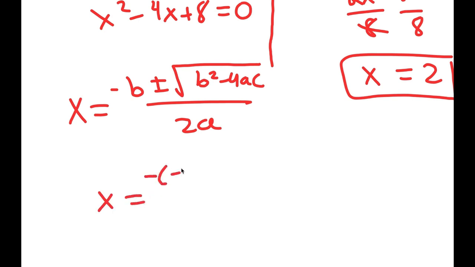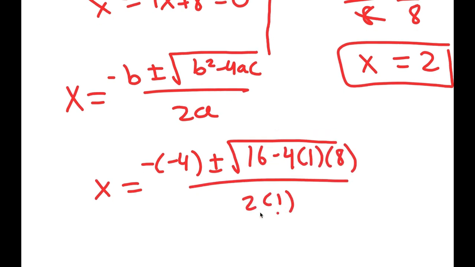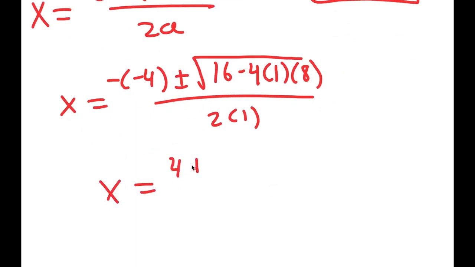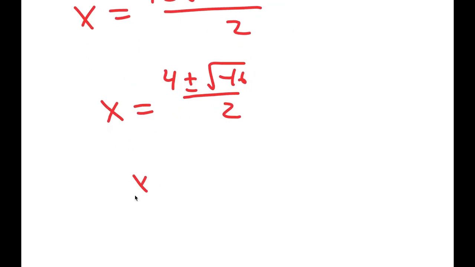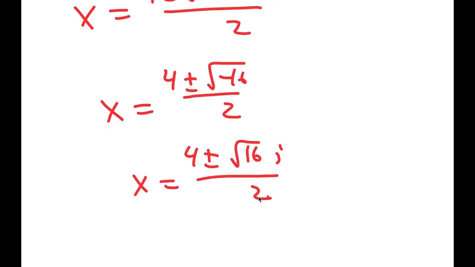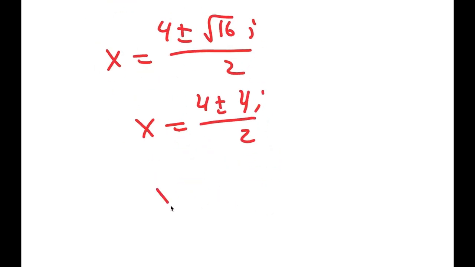So I get x is equal to negative 4 plus or minus the square root of negative 4 squared, which is 16, minus 4 times 1 times 8 all over 2 times 1. This is equal to 4 plus or minus the square root of 16 minus 32 over 2, which is equal to 4 plus or minus the square root of negative 16 over 2, which is equal to 4 plus or minus the square root of 16i over 2, which is equal to 4 plus or minus 4i over 2, which is equal to 2 plus or minus 2i.